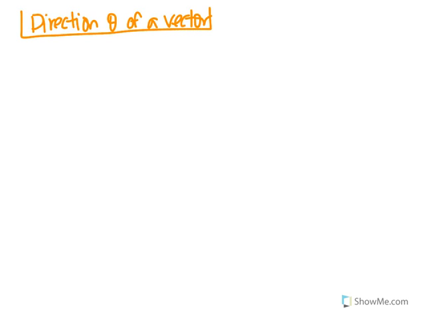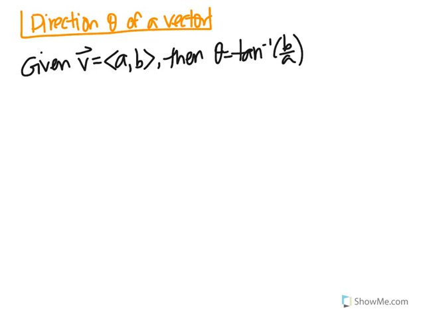So the next thing we're going to be doing, now that we know its length, is we want to know the direction it's going, so at what angle it's at from the x-axis. So here's the formula. It's similar to the formulas that we've already developed for this chapter. If you're given a vector with components a, b, then the angle formed would just be tan inverse of b over a.